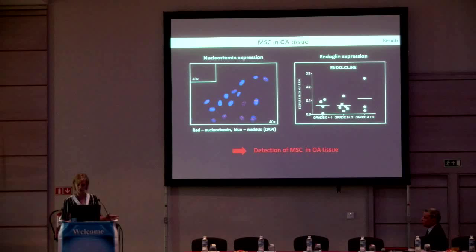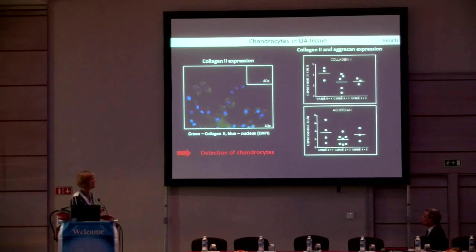Chondrocytes, actually, here I can show you that we also show the expression of the chondrocyte markers, collagen 2, and by qPCR, we showed the expression of collagen 2 and aggrecan in all of the grades. Then based on these two results, we can say that we have at least two cell types, chondrocytes, what we were expecting, but also these results indicated presence of mesenchymal stem cells in osteoarthritic areas.